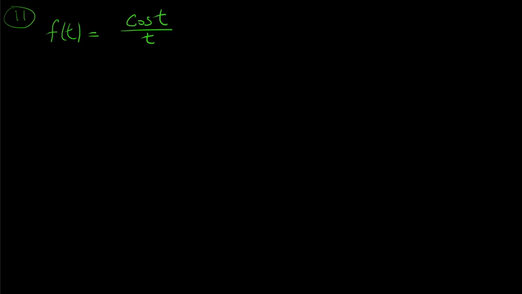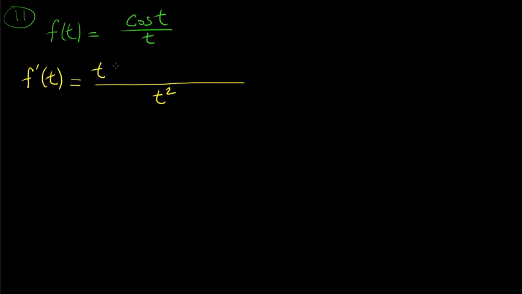Okay, number 11, and this one should be fairly routine, but it's worth going through. So we have cosine of t divided by t, and once again, they just want the derivative, so they want f prime of t. Now, unlike in the previous problem, there's really no good way to simplify this. So I would just use the quotient rule here, right? So low d high minus high d low over the square of what's below. So t squared in the denominator.